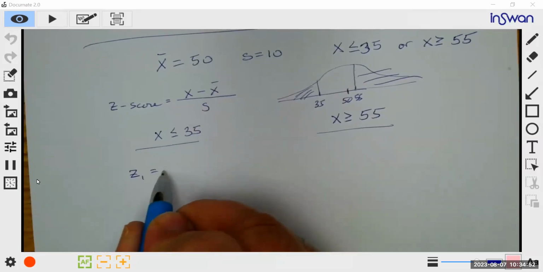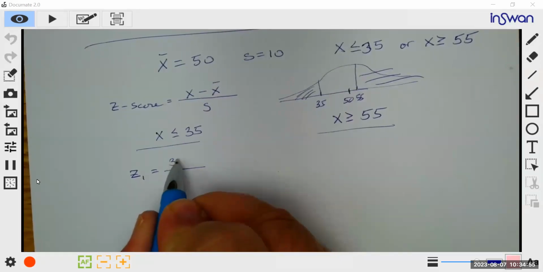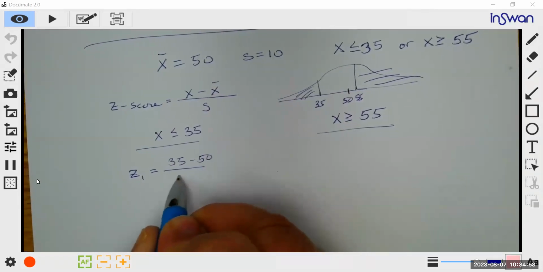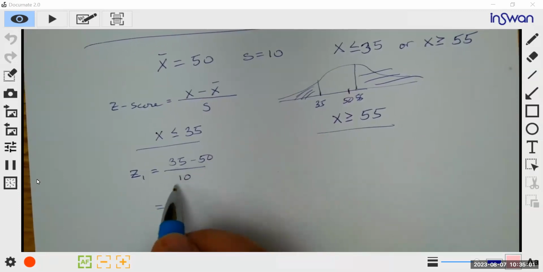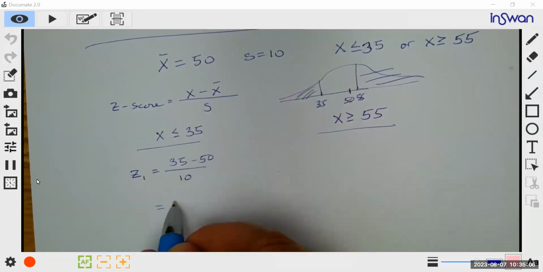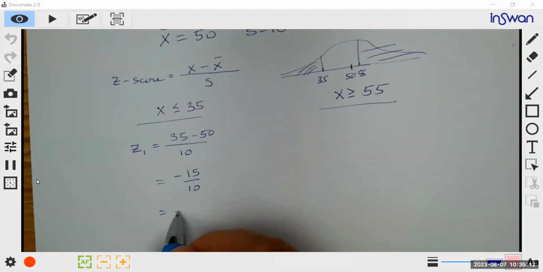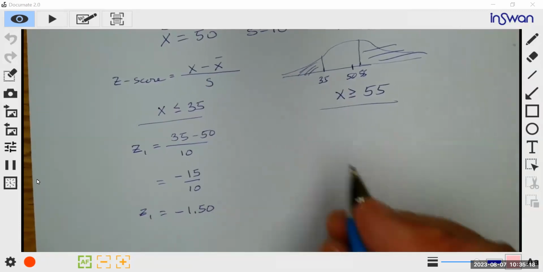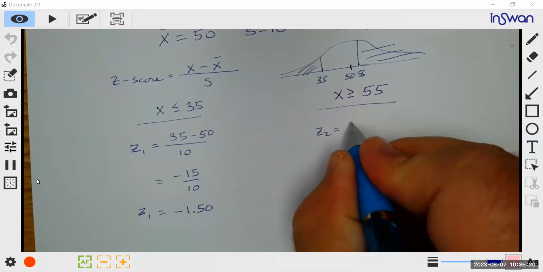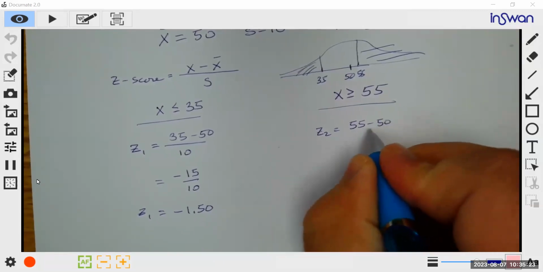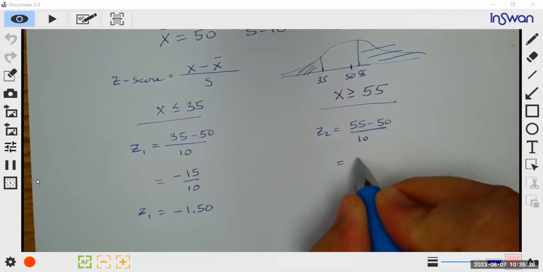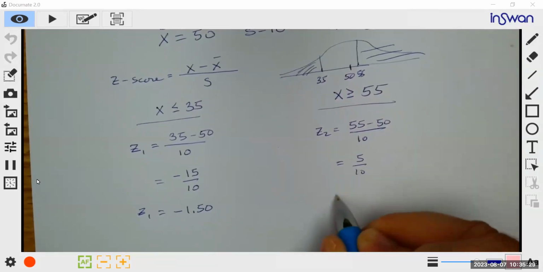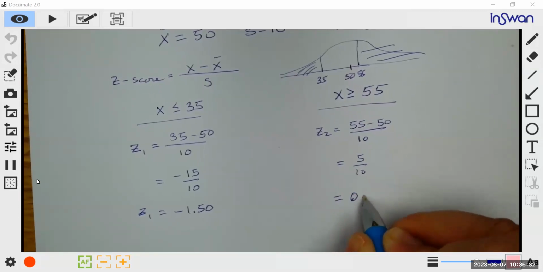So Z1 is 35 minus 50, which is negative 15 over 10, which is negative 1.50. That's my first z-score. And the second z-score is 55 minus my mean over my standard deviation, 5 over 10 equals 0.50.